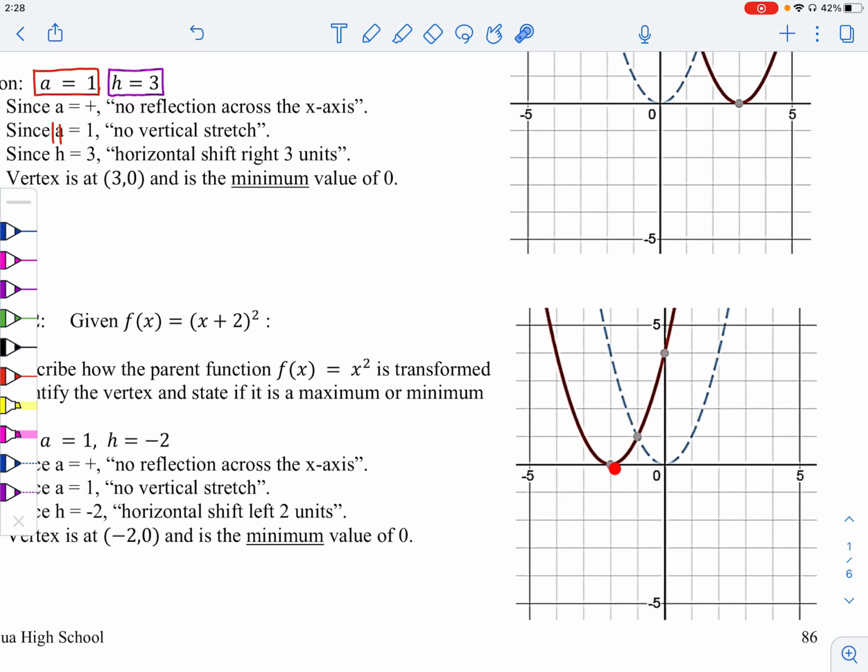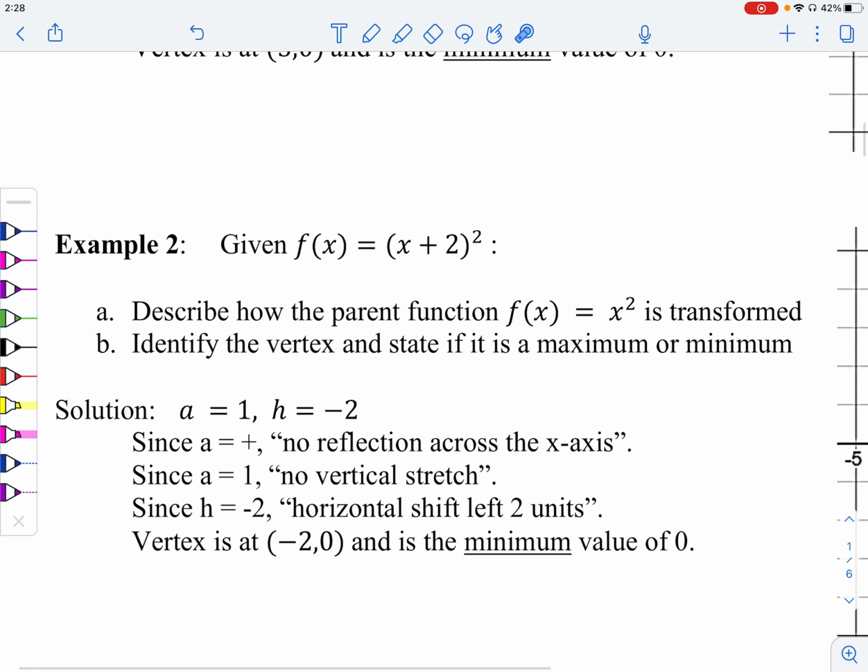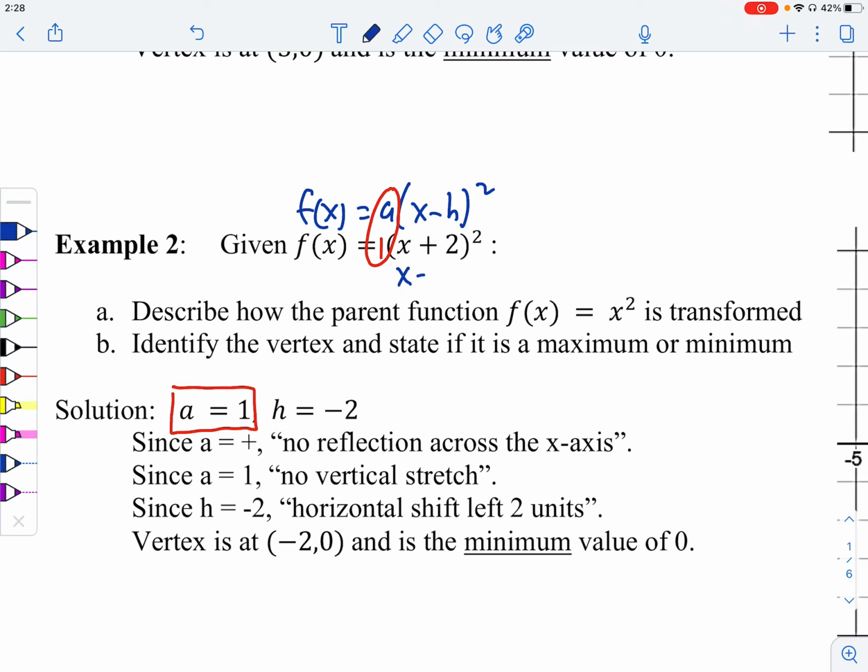Here, this one shifted left 2. So that's why this h is going to be negative 2. So we'll compare it to our function again. A parentheses x minus h squared. So a value again in the front is a 1 because there's no number. Our h value, notice there are different signs. In order to make this subtraction, so you have x minus, this has to be a negative 2 in order for it to be a plus 2, x plus 2. Two negatives. So it has to be negative 2. So that's why our h value is negative 2.